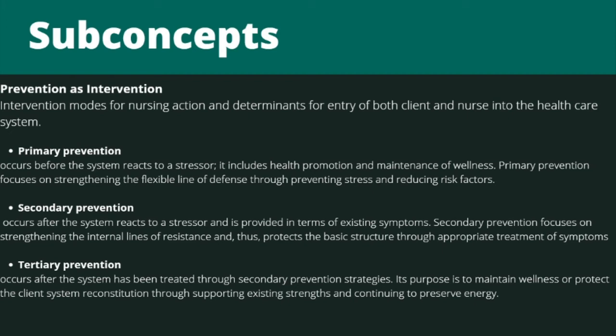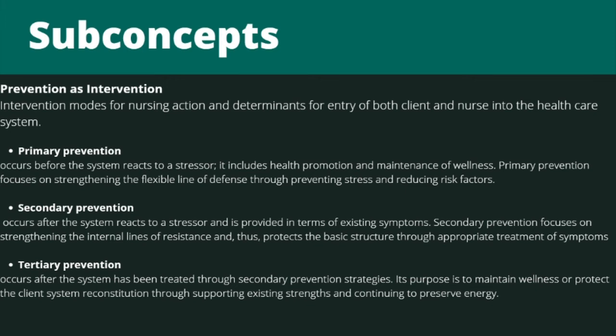So let's proceed to the secondary prevention. It occurs after the system reacts to a stressor and is provided in terms of existing symptoms. Secondary prevention focuses on strengthening the internal lines of resistance and thus protects the basic structure through appropriate treatment of symptoms. The intent is to regain optimal system stability and to conserve energy in doing so. If the secondary prevention is unsuccessful or reconstitution does not occur, the basic structure will be unable to support the system, and death will occur.